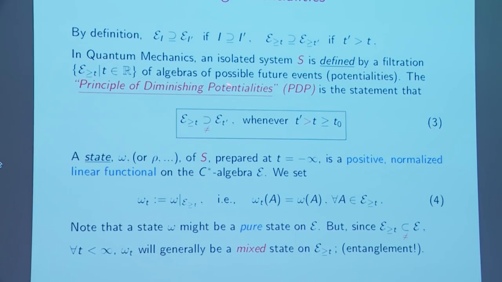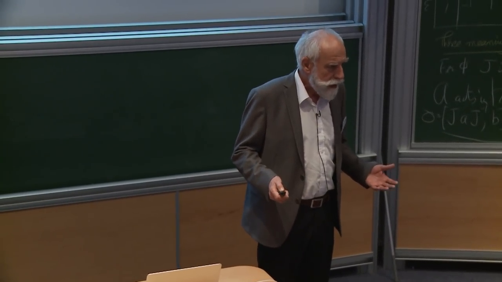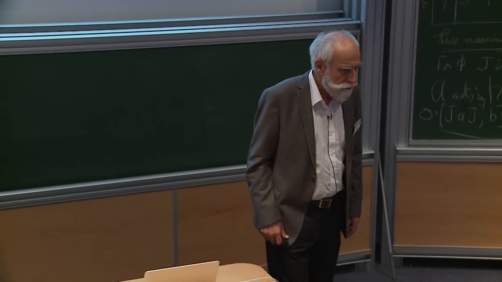Now, quantum mechanics of an isolated system is defined by a filtration E greater or equal to T of algebras of possible potential future events. That's sort of a good picture about how to introduce a quantum mechanical system. It's of course not usually what we do in our courses. You see, most people believe, and it's in fact a fact, that these algebras, E greater or equal to T, are independent of T. If you look at a system with finitely many degrees of freedom, then the potential events are projections that can be viewed as functions of the momentum and the position operator, and then E greater or equal to T is independent of T. Up to isomorphism.